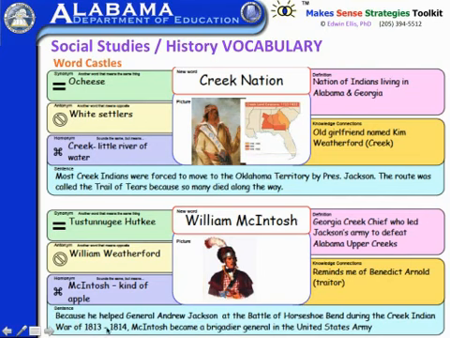And so a sentence is because he helped Andrew Jackson at the Battle of Horseshoe Bend during the Creek Indian War of 1813 through 14, Macintosh became a brigadier general in the United States Army.